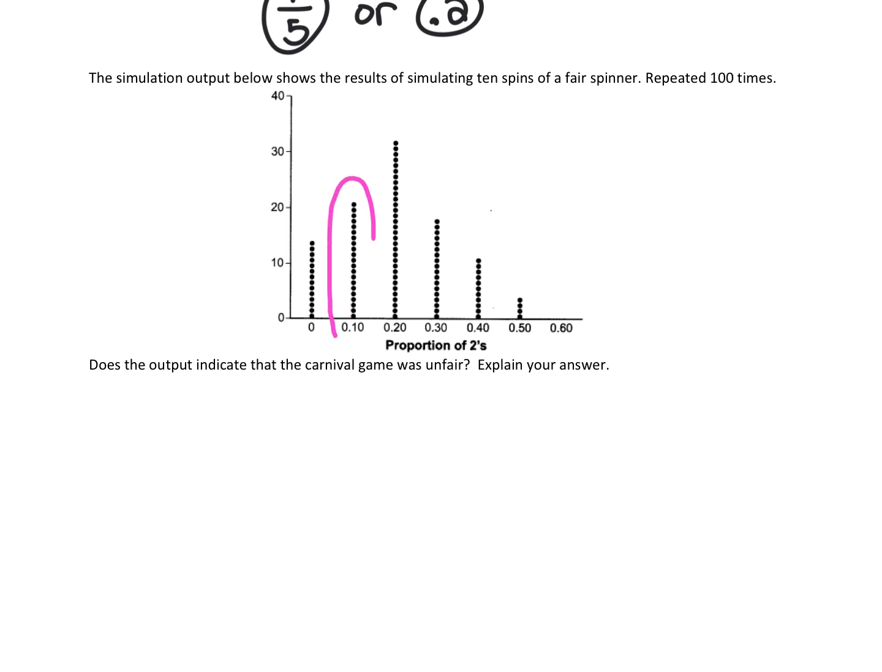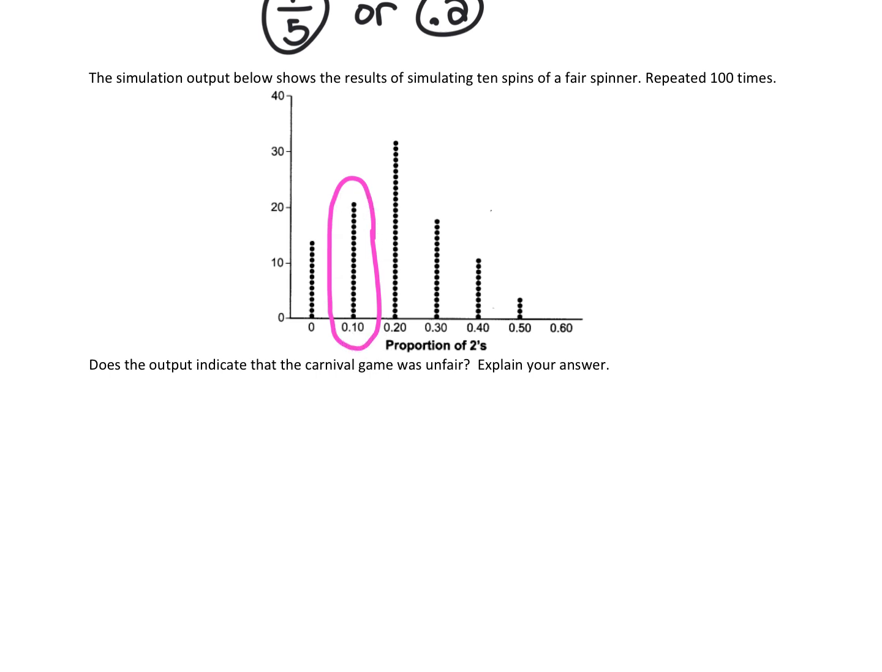This is the number of times out of the 100 simulations that 1, 2 out of 10 spins occurred, right? It occurred 10% of the spins, so 1 out of 10. Okay, so does the output indicate that the carnival game was unfair? Explain your answer. I would say it does not indicate that the carnival game was unfair because look how many times only 1, 2 occurred.